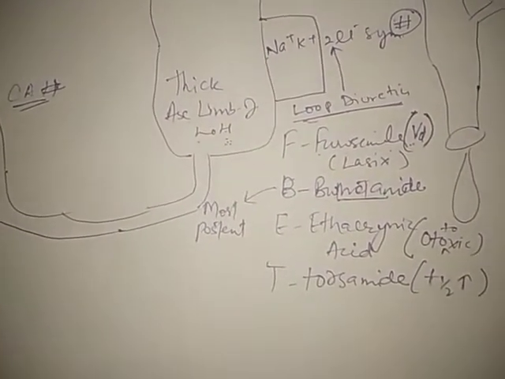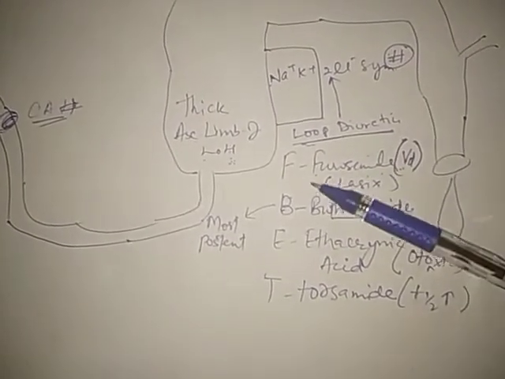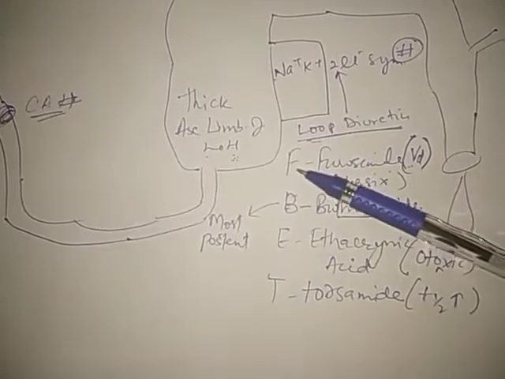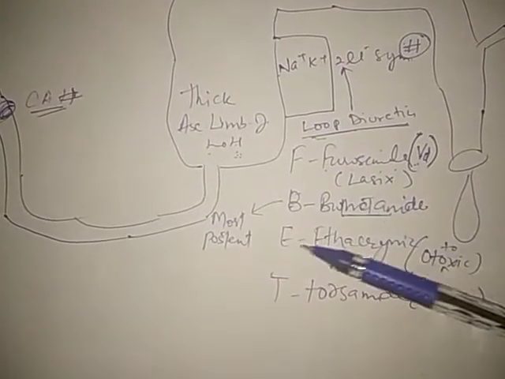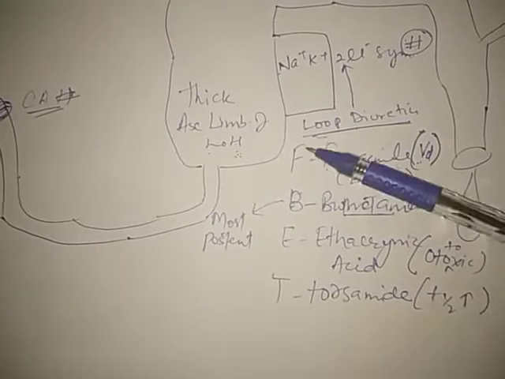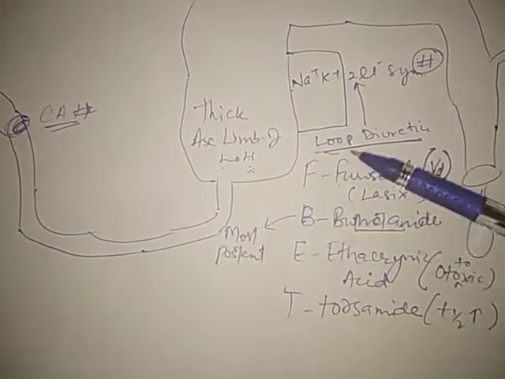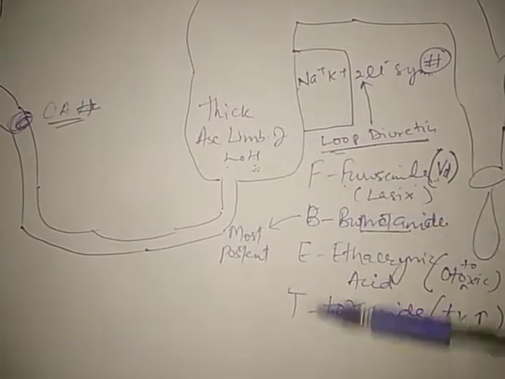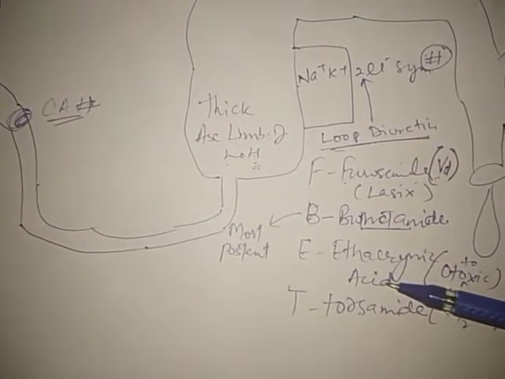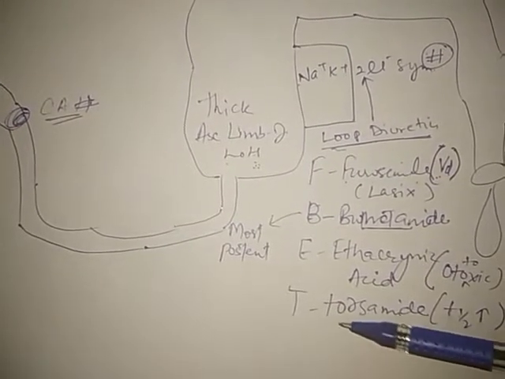acute pulmonary edema. So what are loop diuretics? You can remember FBET: furosemide, bumetanide, ethacrynic acid, and torsemide. Among the loop diuretics, the most potent is bumetanide. The drug having the vasodilatory action is furosemide, the drug which is ototoxic is ethacrynic acid, and the drug among the loop diuretics having the longest half-life is torsemide.